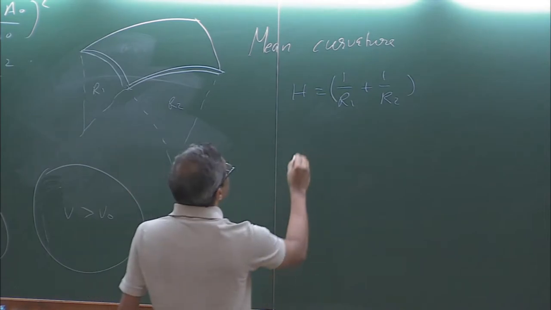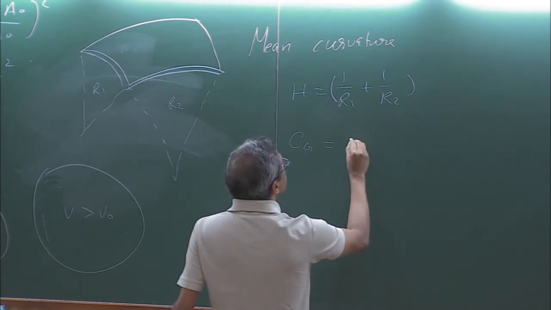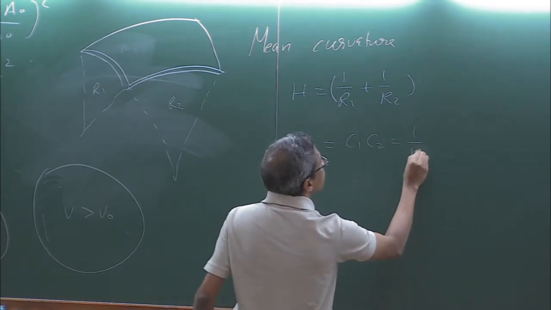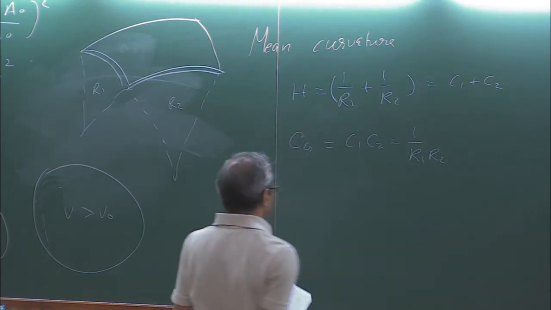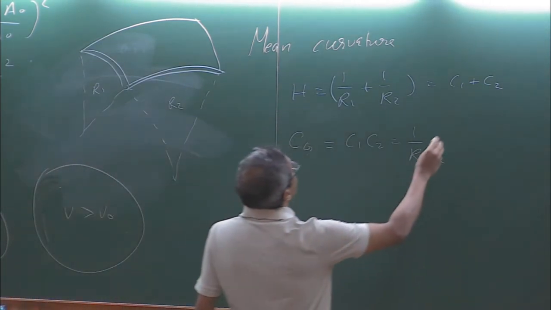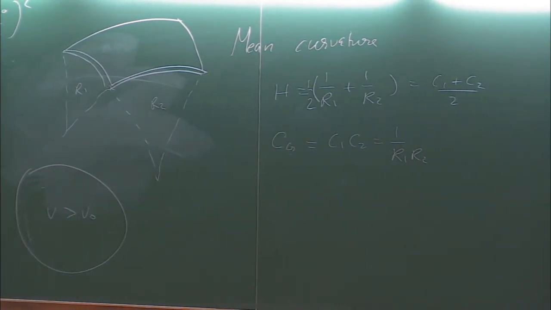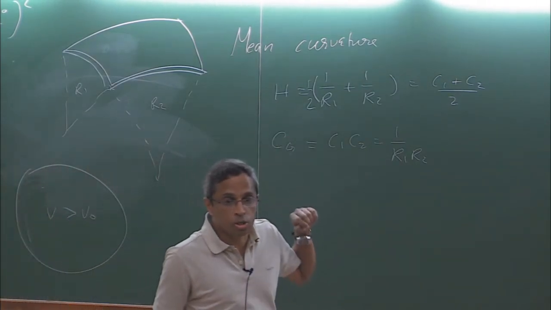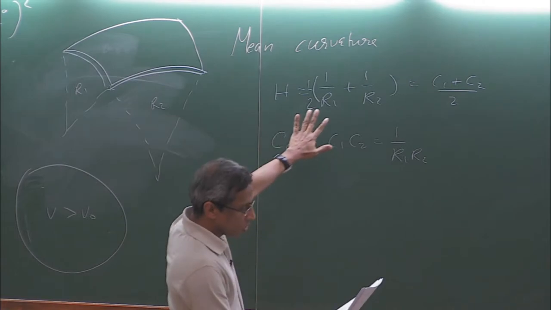I think I've used the word C. So this is the average, okay, divided by 2. And these are the two principal curvatures which are possible for this membrane. I say principal curvature because these are independent.